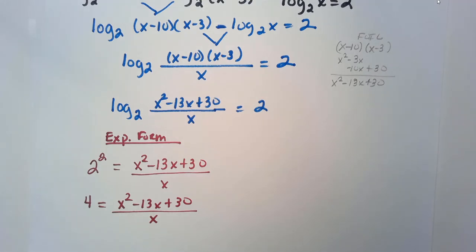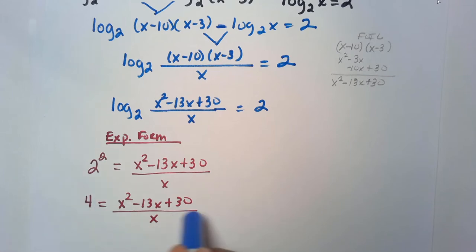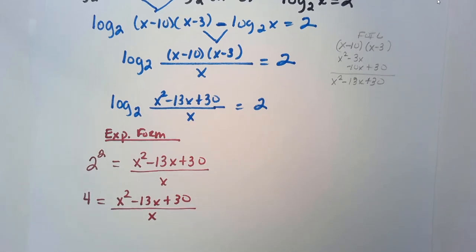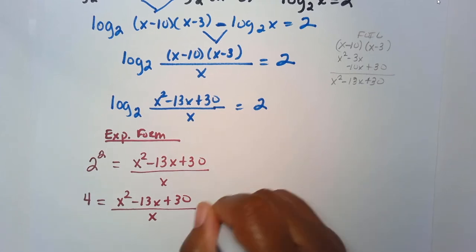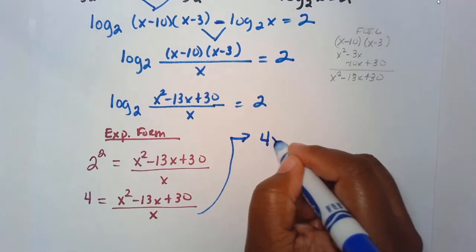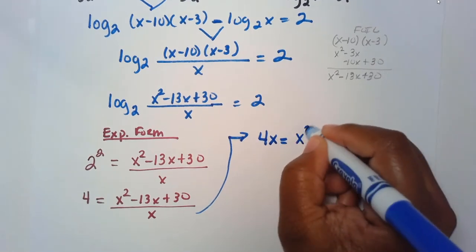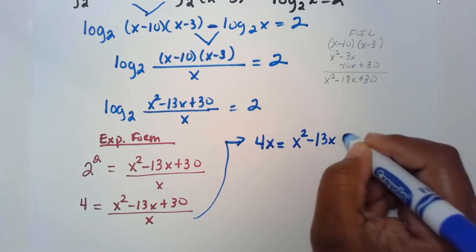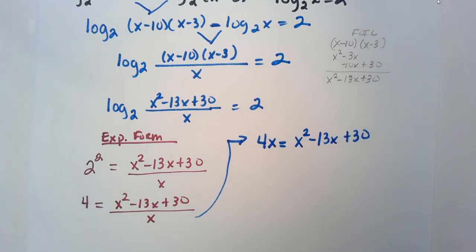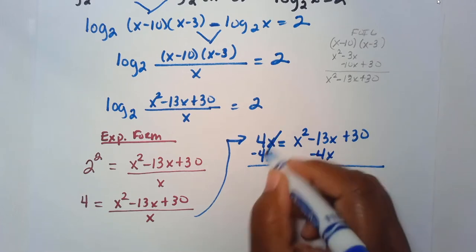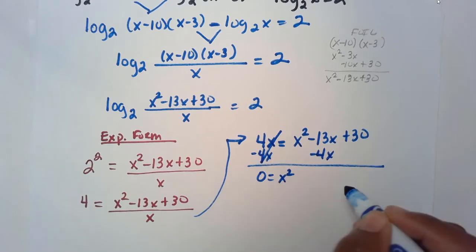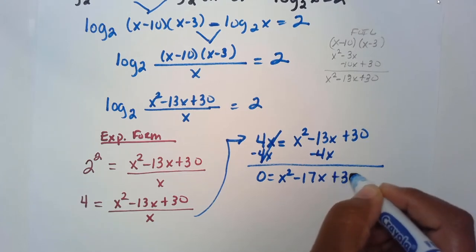Now, to get rid of this x that's in the denominator, multiply x on both sides. I'm not going to show that part. We've done enough of that in class. Take the x, multiply it on both sides, and this is what it looks like. You're going to have 4x is equal to x squared minus 13x plus 30. And then set this equation equal to 0. So we're going to subtract 4x to both sides. We have 0 is equal to x squared minus 17x plus 30.